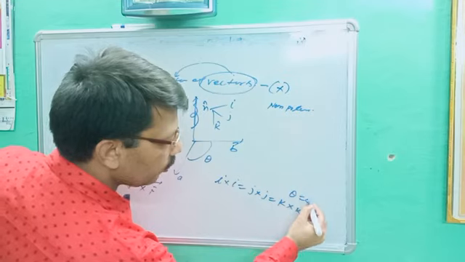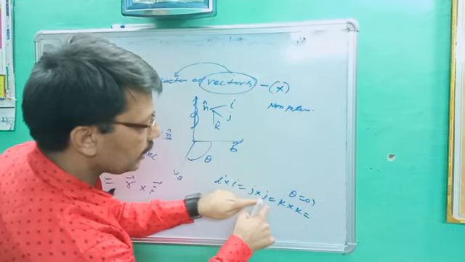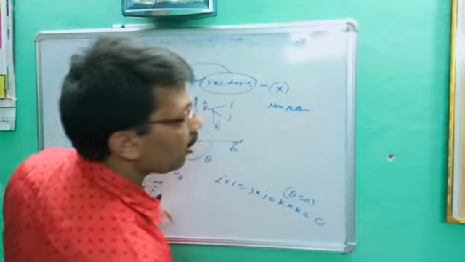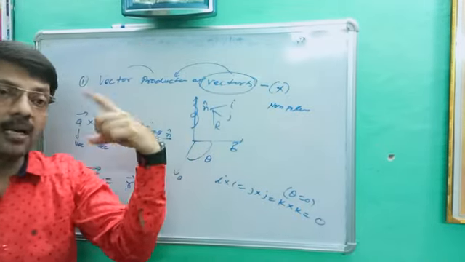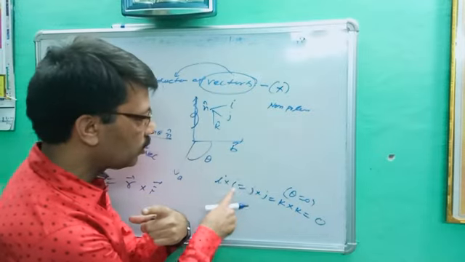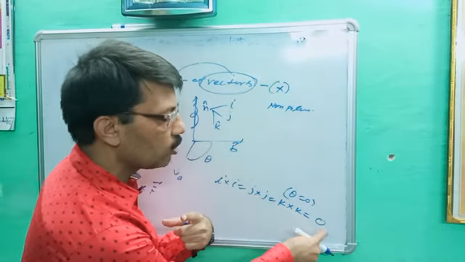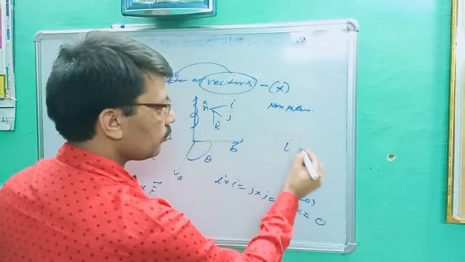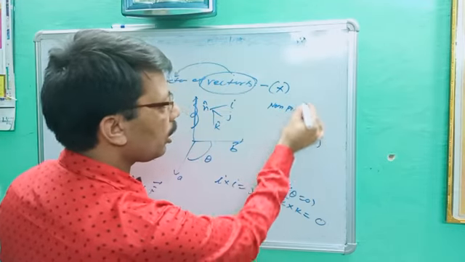For theta equal to 0, you better know i angle 0, j angle 0, k angle 0, and sin 0 is equal to 0. It means all the time you will get 0. See, previously i dot i was equal to 1. Here i cross i is equal to j cross j is equal to k cross k is equal to 0. The whole answer will change.